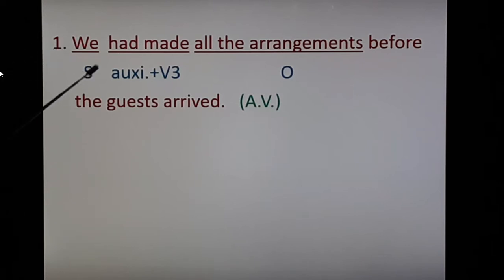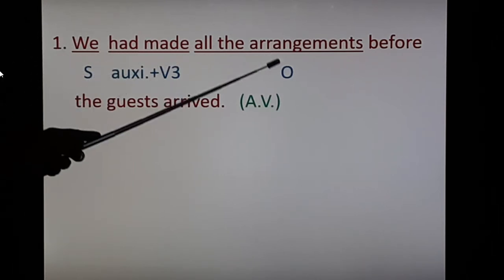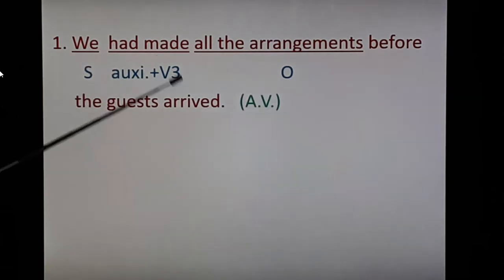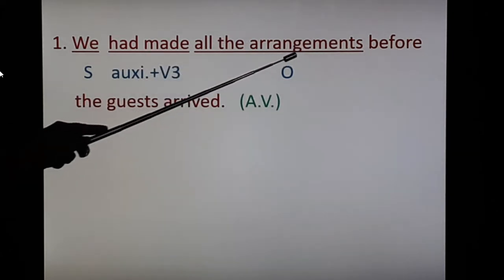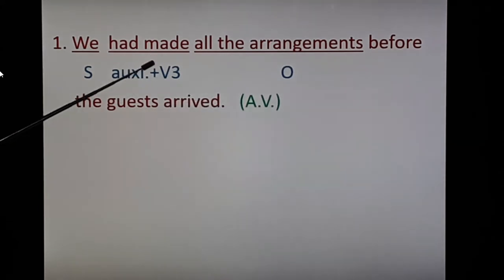First, we had made all the arrangements before the guests arrived. So here we, that is subject, had, auxiliary verb, plus made, that is V3 form. Here we have to use V3 form because we are doing past perfect tense. So in perfect tenses V3 form will come. All the arrangements, that is an object, and this is active voice because being is not given and by is not given. That's why active voice.